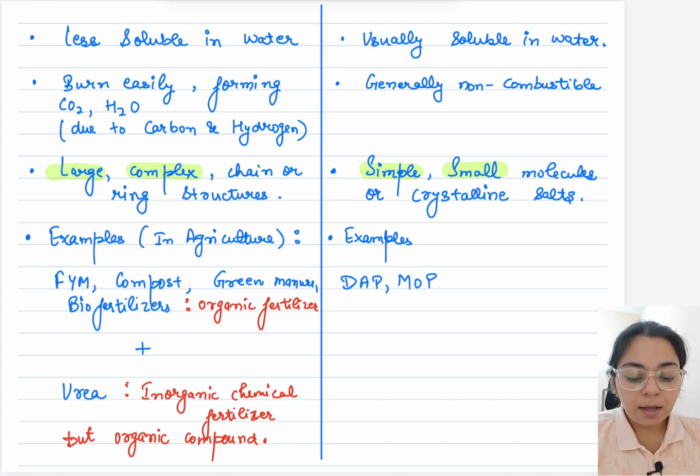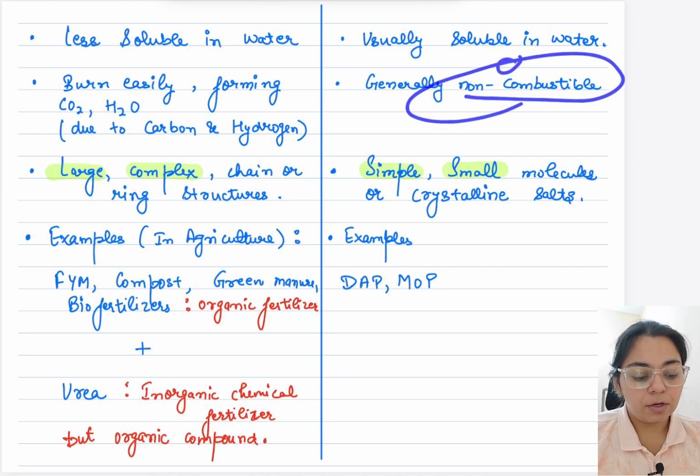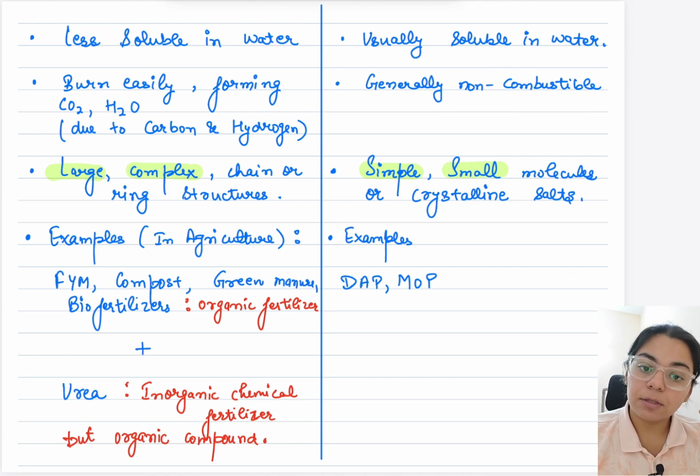Okay, then comes the point that organic ones will burn easily, as we know that living beings burn easily, and they will have a more combustible nature, and they will also leave carbon dioxide or many times H2O, water, behind. And generally inorganic ones are non-combustible in nature, meaning they don't burn. Even if they burn, they need to have very, very high temperatures to burn.